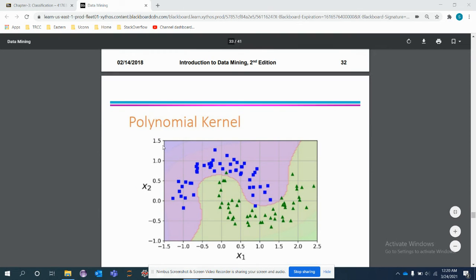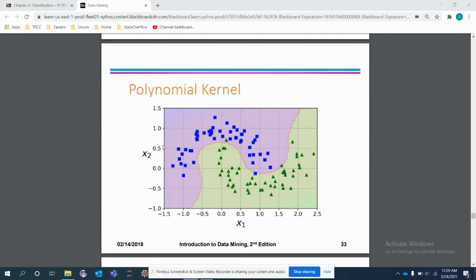Let's see one example of the polynomial kernel. Here it represents the similarity of vectors in a training set of data in a feature space over polynomials of the original variables used in the kernel. So intuitively, the polynomial kernel looks not only at the given features of the input samples to determine their similarity, but also combinations of these.